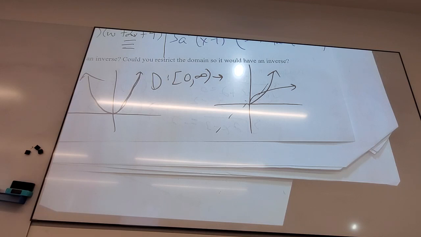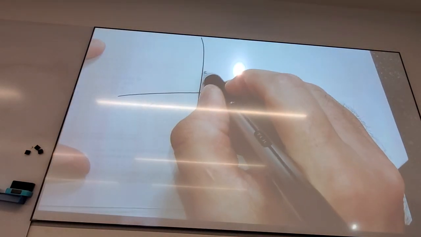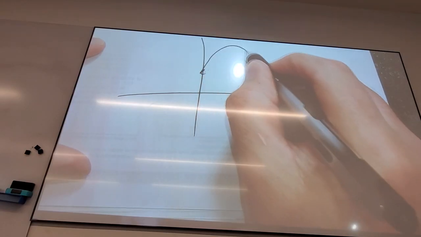So when would this make sense physically? Well, downward parabola. Downward parabola could represent throwing a ball, yes? So if I'm here, if I'm this tall and I throw a ball, it does like this, yes?